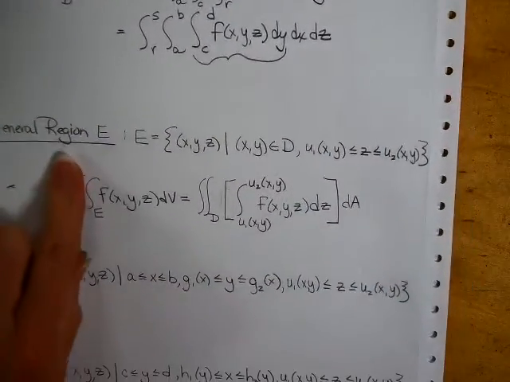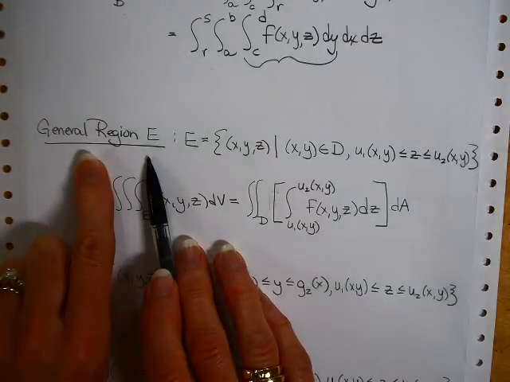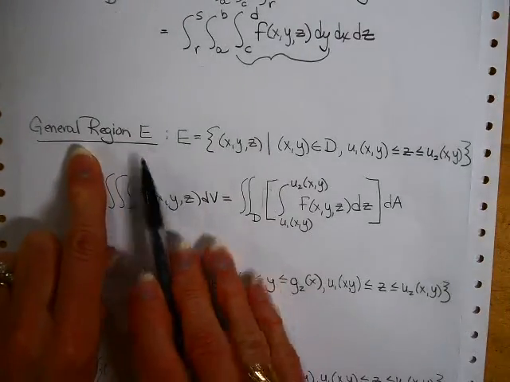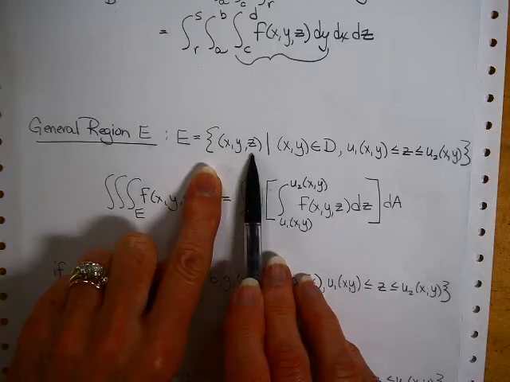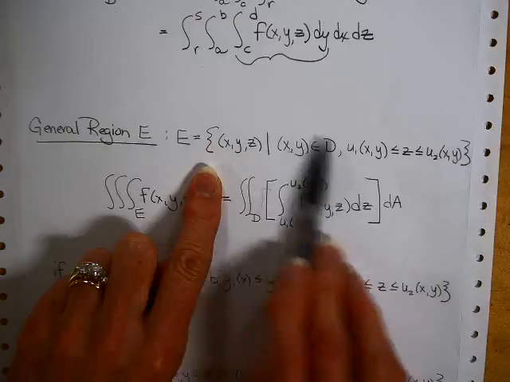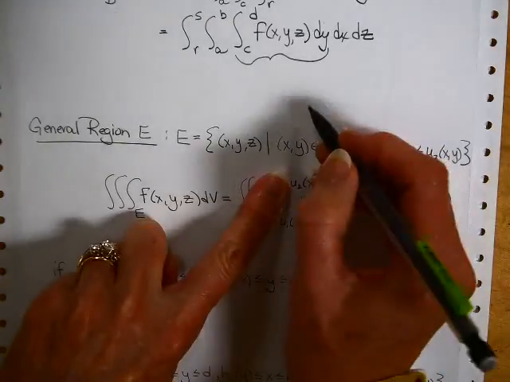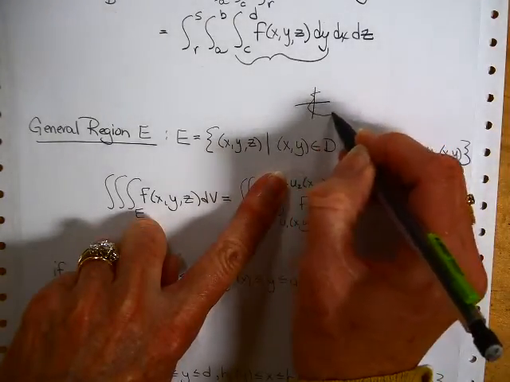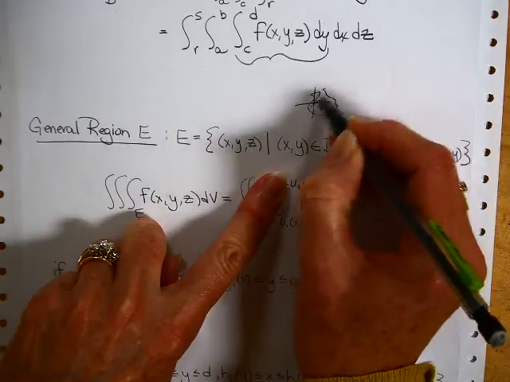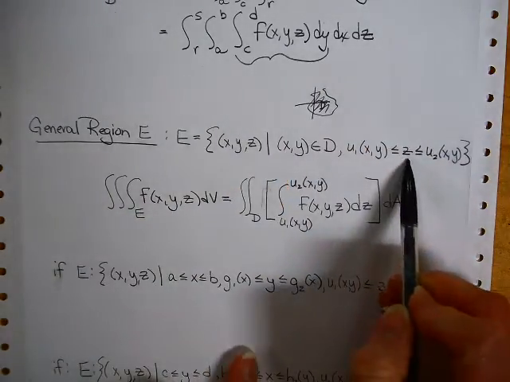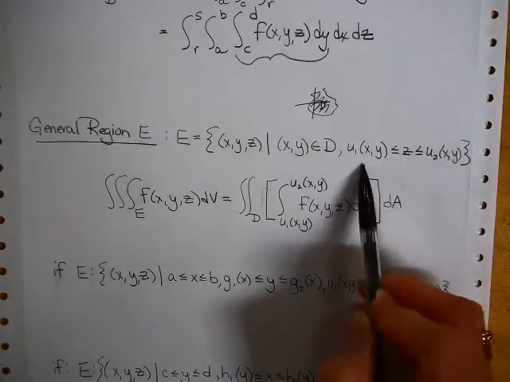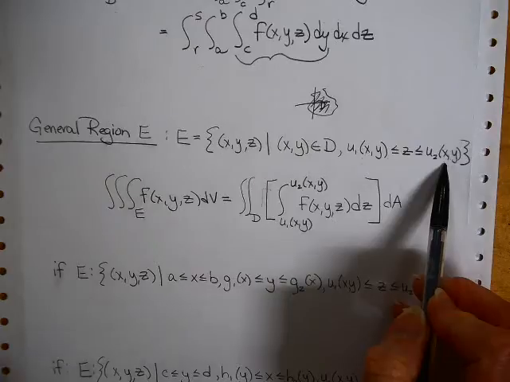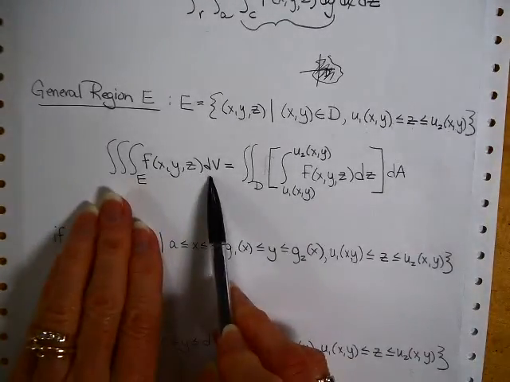All right, when your general region is not just a box, if you're integrating over a region E, let's say, that consists of ordered triples x, y, and z, your x and y is over an area D that's in your xy plane. This would be D in your xy plane. But your z's range between functions. Say the z limits are functions. Then you have to change your triple integral.